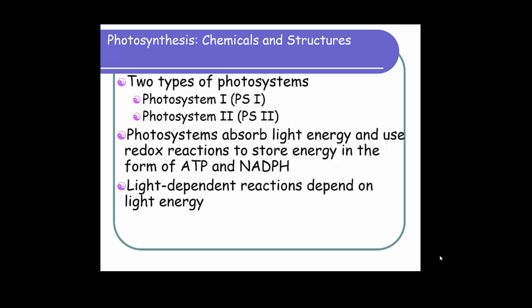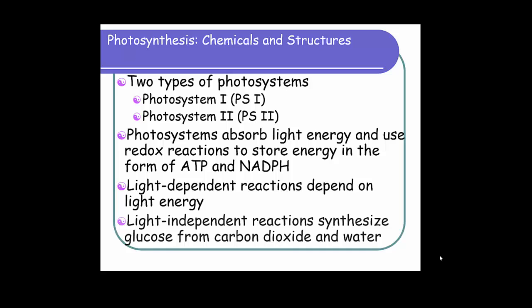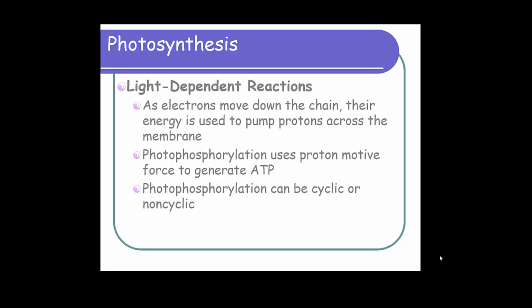There are light-dependent reactions that depend on harvesting the light energy, and then there are light-independent reactions that synthesize glucose from carbon dioxide and water. The light-dependent reactions occur as electrons move down the chain. Their energy is used to pump protons across the membrane. That should sound familiar. Photophosphorylation then uses the proton motive force, the movement of hydrogen ions from a high area of concentration to a low area of concentration through ATP synthase to generate ATP.